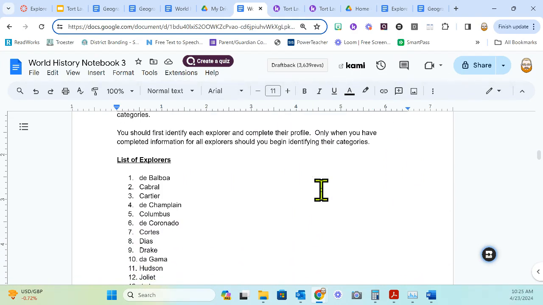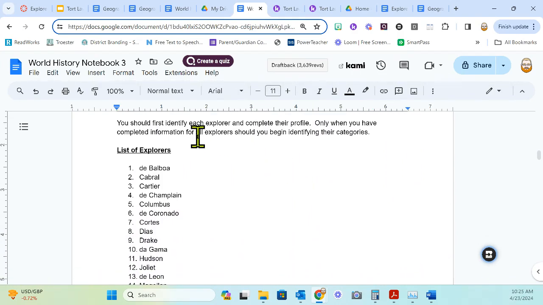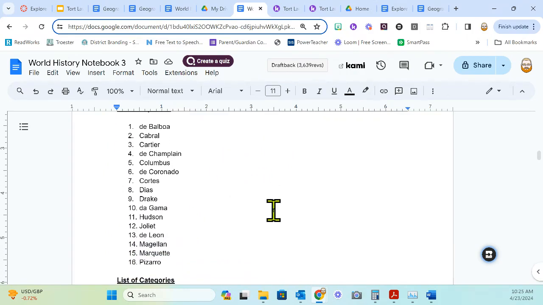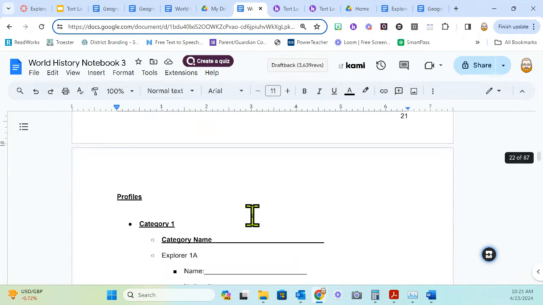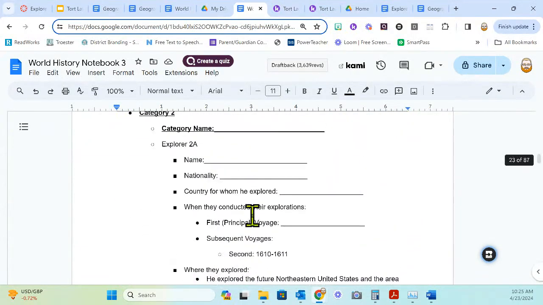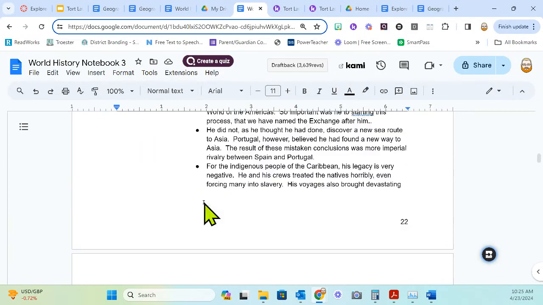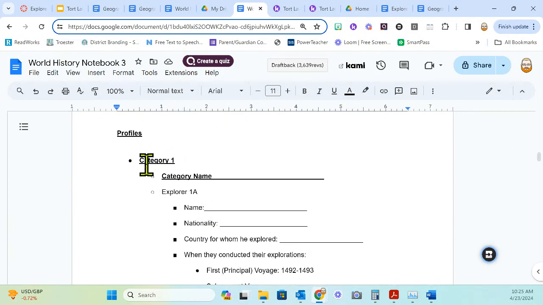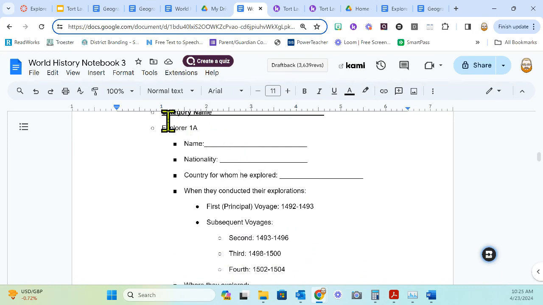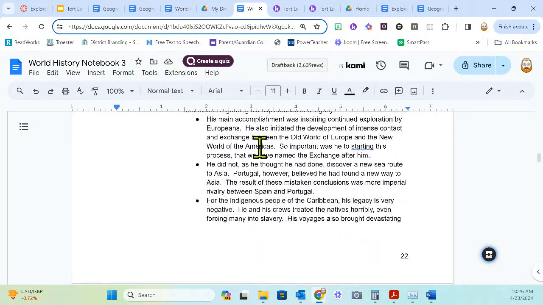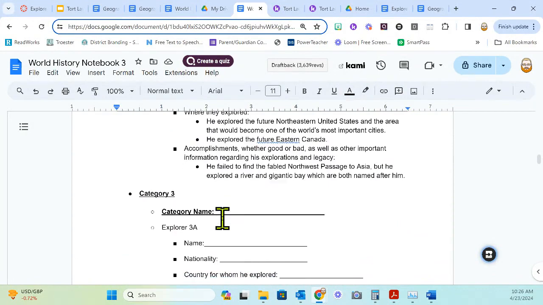You should proceed with this in stages, though. The very first thing you should do is complete the profile for individual explorers. We'll talk about categorizing them next. You will notice as you work through this, the categories are numbered. Again, don't do the category thing first. That's something to come back to. You will see explorers numbered Explorer 1A, 2A, and so forth.